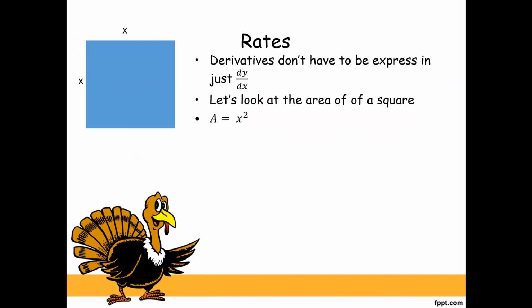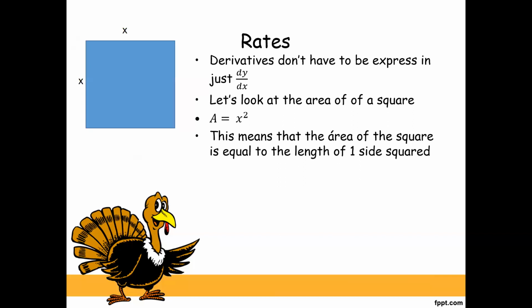If A, the area, equals x squared, then if the area of the square is equal to the length of one side squared, A equals one side squared, we could take the derivative of both sides, and we get dA, because the derivative of A is dA, and the derivative of x squared is 2x dx. So dA equals 2x dx.